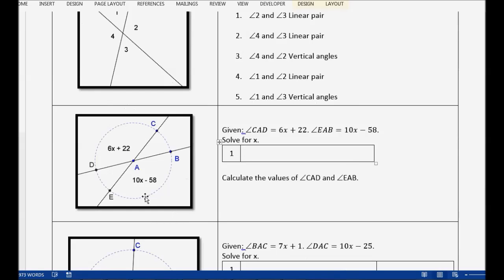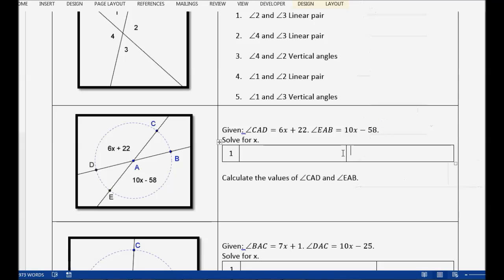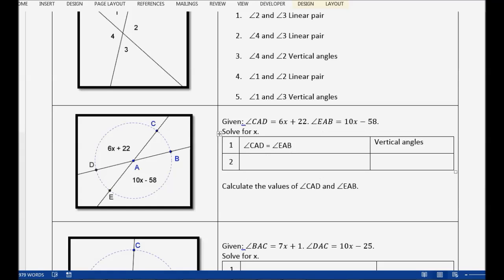When we solve an equation that involves vertical angles, we want to remember that vertical angles are equal to one another. Okay, so our first task is to set up that angle CAD is equal to angle EAB because they are vertical angles. And then my second step, I plug in my equations. 6x plus 22 equals 10x minus 58. Substitution. All right, and then we solve this for x.